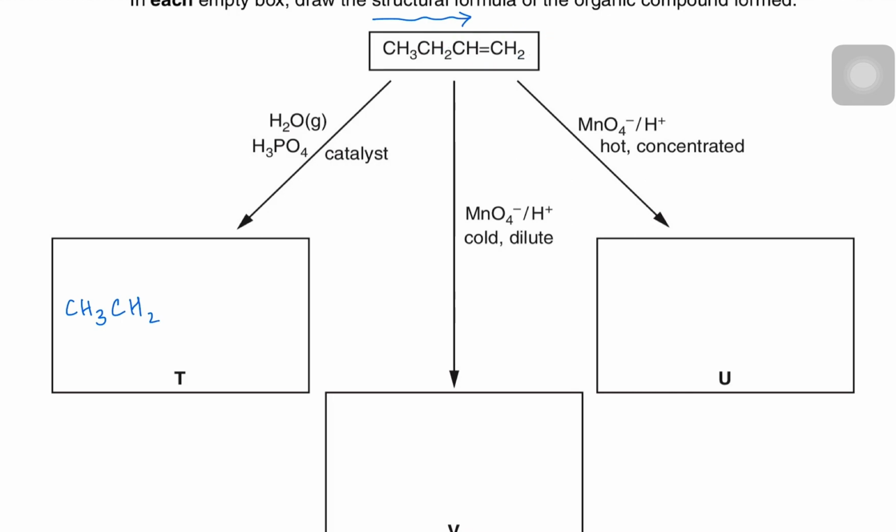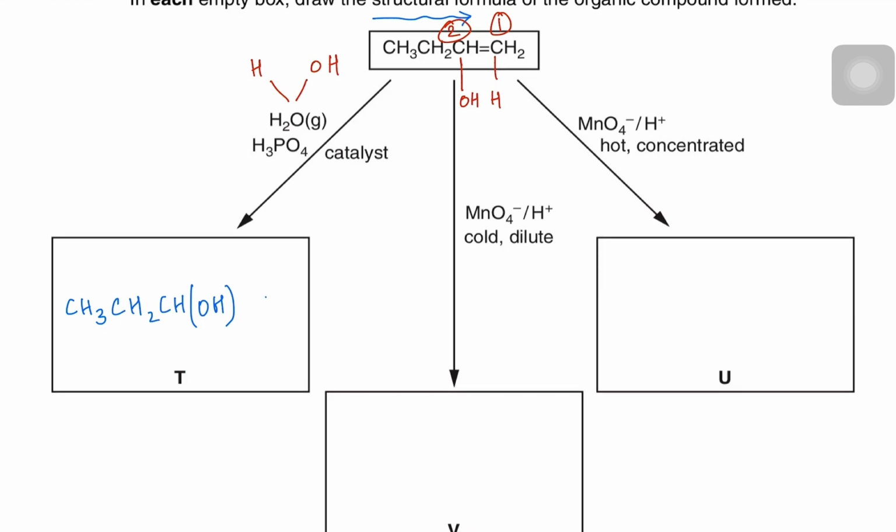Markovnikov rule tells us that from the water there's H and OH. So the H will go to the carbon with more H's. Carbon number 1 has more H's while carbon number 2 has fewer H's and it has more branches. So Markovnikov rule tells us that H will go on the carbon with fewer branches and you can say more hydrogens. So H will go here and OH will go here. So we will write the structure in a way that it becomes CHOH in the bracket because it's a branch, and then carbon 1 is CH3. So your carbon 1 gets the CH3 and then carbon 2 gets OH.